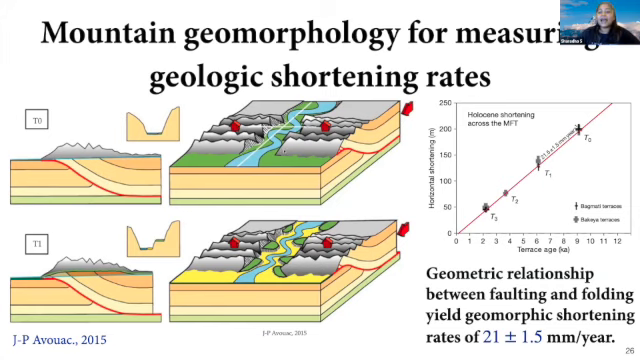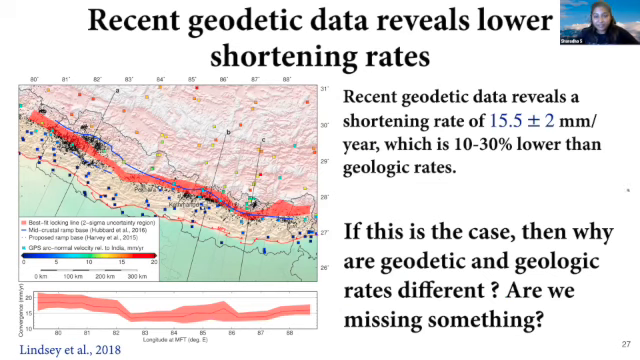So geologic slip rates at the frontal section of the orogenic wedge can be estimated from abandoned fluvial terraces along rivers using geometric relationships between faulting and folding. And in central Nepal, such geological observations provide a Holocene shortening rate of about 21 plus or minus 1.5 millimeters per year across the MFT. However, recent geodetic data reveals an average convergence rate of only about 15.5 plus or minus 2 millimeters per year. And this is about 10 to 30% lower than the geologic slip rate. A lower rate reduces the geodetic moment accumulation rate by 10 to 30%. So this can partially resolve the inferred discrepancy between geodetic and paleoseismic estimates of moment release.